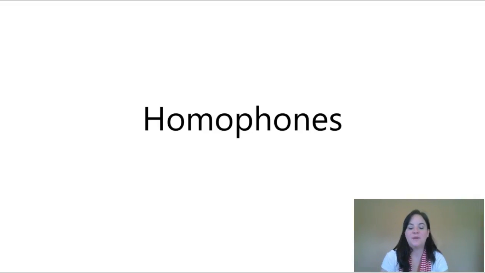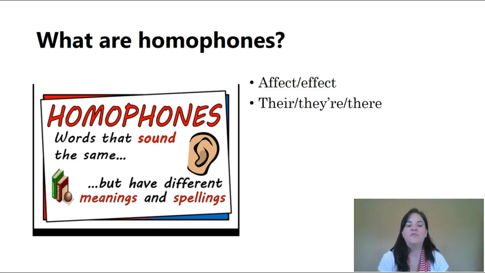This video lecture is about homophones. Homophones are words that sound the same, but they're spelled differently and they have different meanings. So some examples of homophones are affect versus effect, or the three versions of the word there.